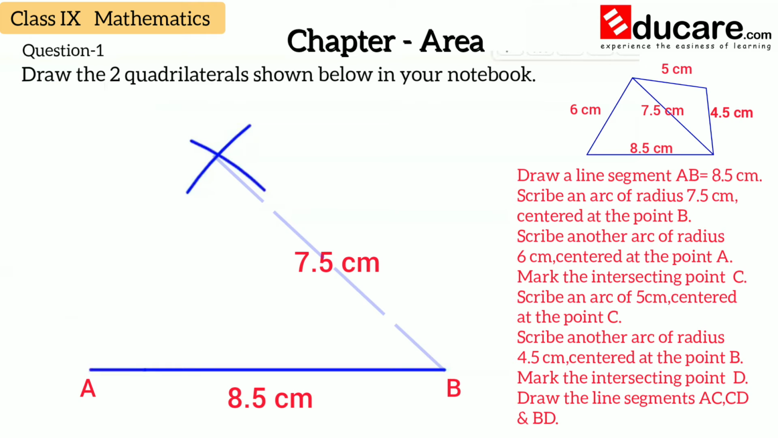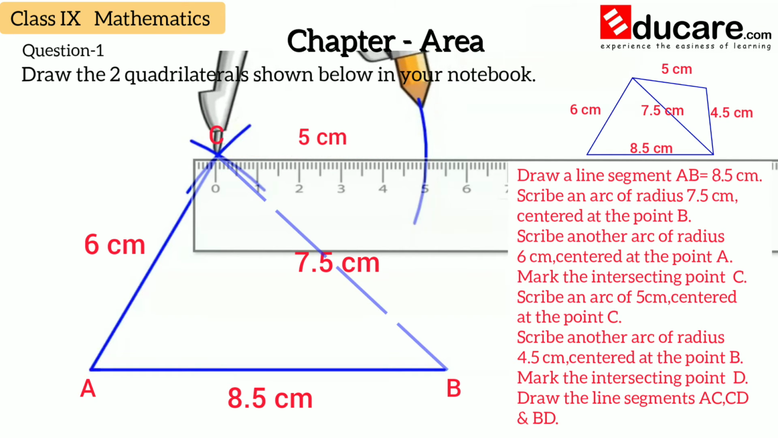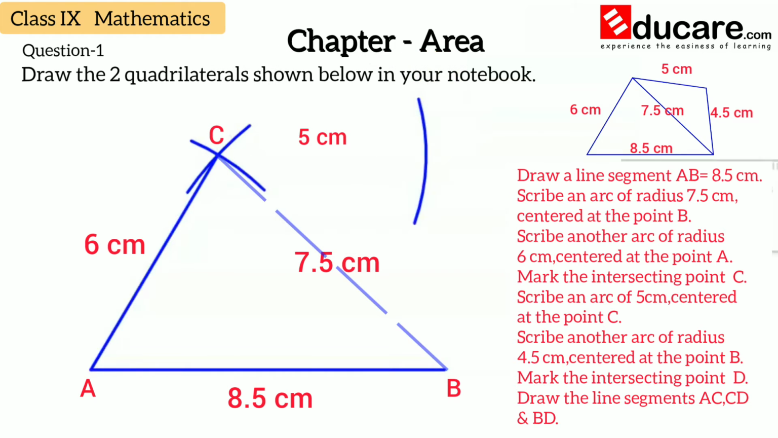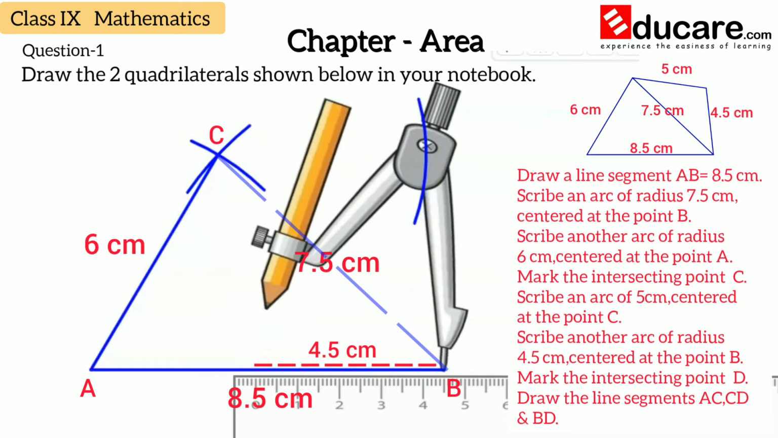The two arcs intersect at the point C. Draw the line segment AC by connecting the points A and C. Scribe an arc of radius 5 centimeters centered at the point C. Scribe another arc of radius 4.5 centimeters centered at the point B.